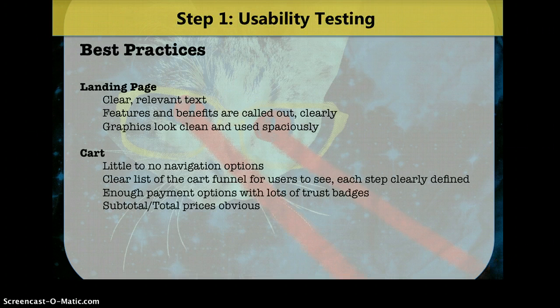Step one for conversion rate optimization is usability testing. So you just want to go through your client's website and do some usability testing. Make sure that their landing page is up to best practices, that they have clear and relevant text. All the text on the page is super relevant to the user experience, nothing just bogging down the site. The features and benefits are called out clearly. Hopefully most of the text is using the text space to call out these features and benefits.